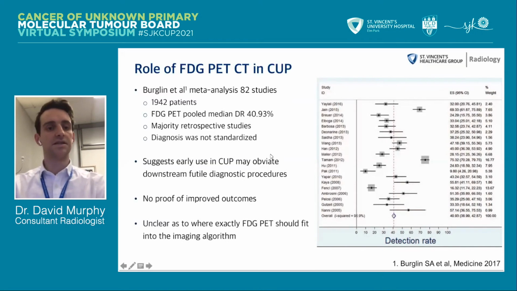A more recent meta-analysis of the role of FDG PET, of just under 2,000 patients, showed that above standard CT imaging, the FDG PET had a pooled median detection rate of about 40% in finding the primary site. There is a lot of heterogeneity in these studies, as they were majority retrospective. The diagnosis wasn't standardized, but it does suggest that employing PET at an early stage in the workup of these patients may help obviate further diagnostic procedures.